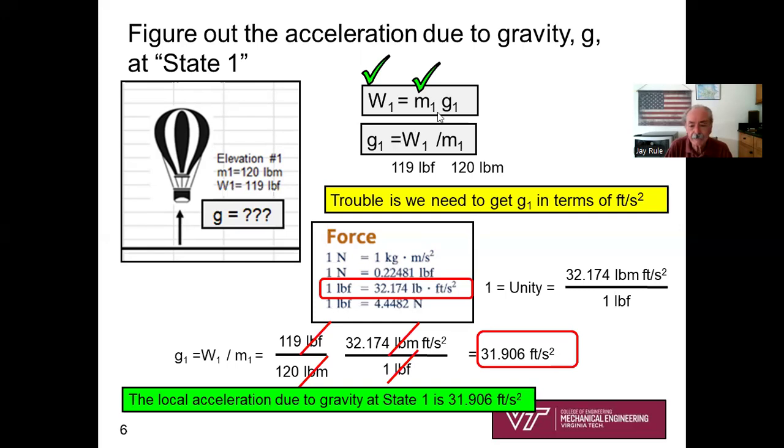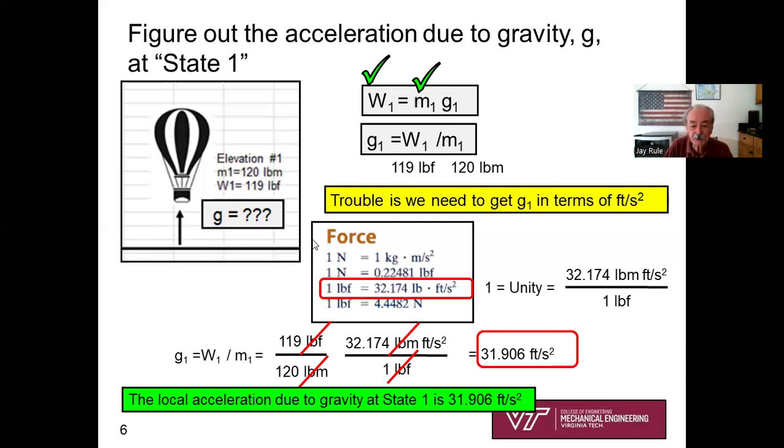And you can say, well, I've got to solve for G. So you write that down. G is equal to W over M. That's not extremely difficult. You see that I've checked off things I know. I've put a check next to, and I've written down numerically, W1 is 119 pounds force, M1 is 120 pounds mass. And it's tempting to say, well, G1 is just 119 over 120. That's not the right approach, because you're looking for G in terms of acceleration in feet per second squared in the English system of units.